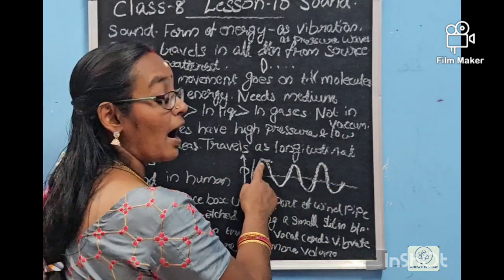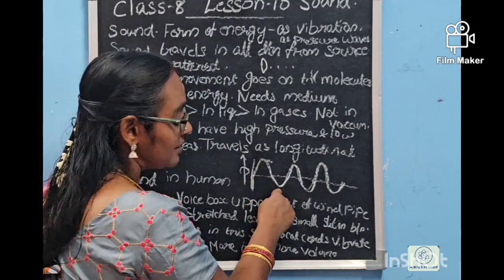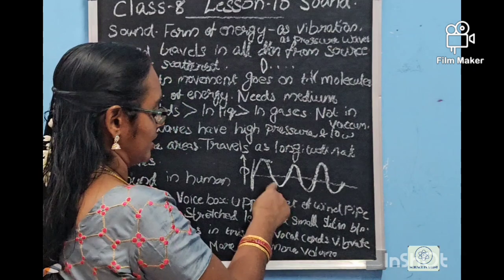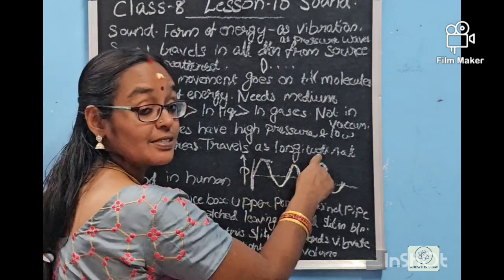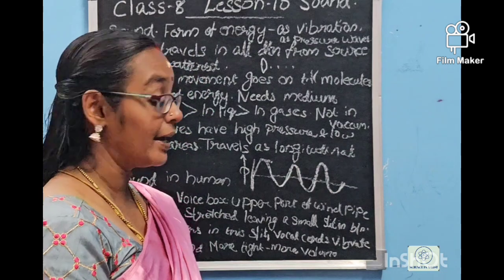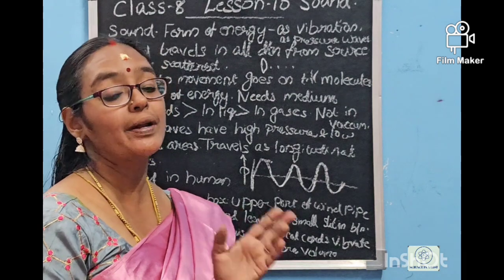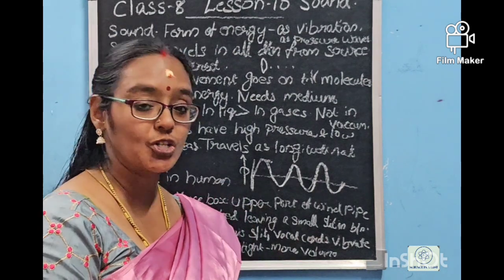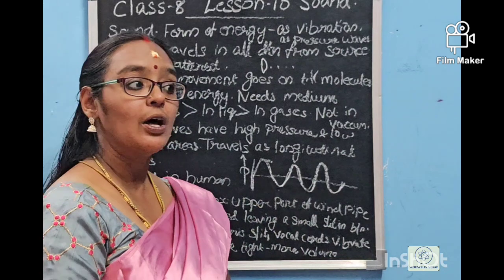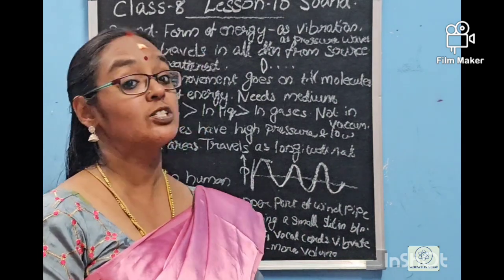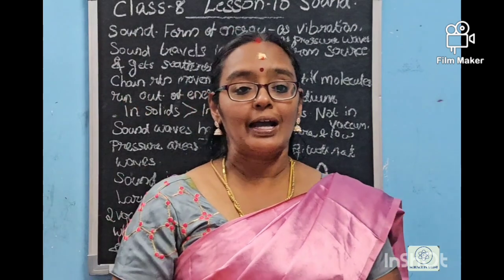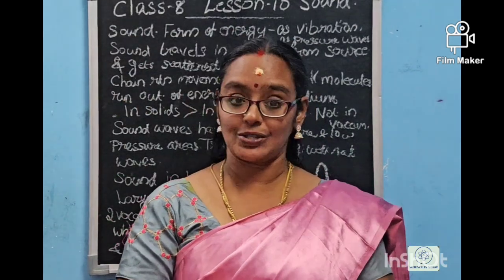We can say this is a high pressure region and this is the trough. This is the low pressure region. Like that, in the form of waves, sound is also traveling. Okay, which type of wave is it? It is a longitudinal wave. Actually, sound can travel in two ways, as longitudinal as well as transverse, but normally sound will travel as longitudinal waves. Now I think you have an idea about sound waves.